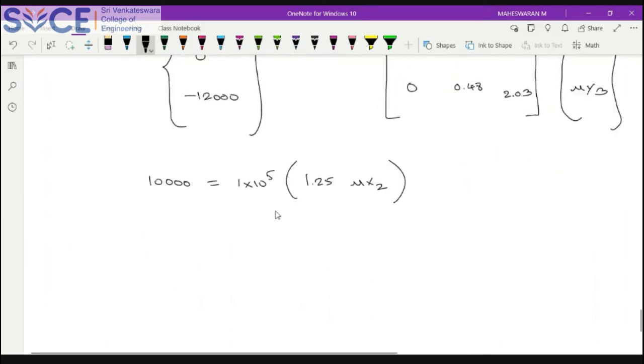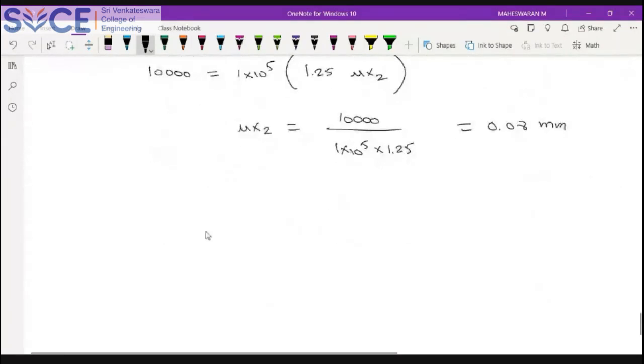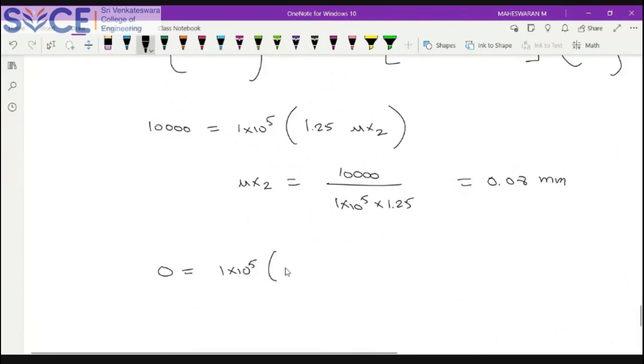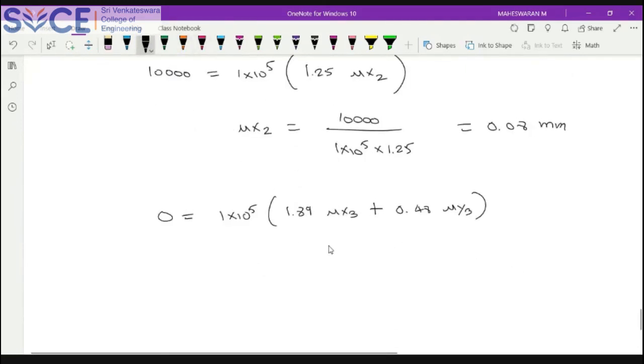You can eliminate them. So in this case, I can get Ux2. Can you tell me the value of Ux2? So 0.08 mm. Very good. Next, the second term: 0 is equal to 1 into 10 power 5 into 0 into Ux2, leave it. The remaining is 1.89 Ux3 plus 0.48 Uy3, which is equal to 0, as already indicated. So I get 1.89 Ux3 equal to minus 0.48 Uy3.